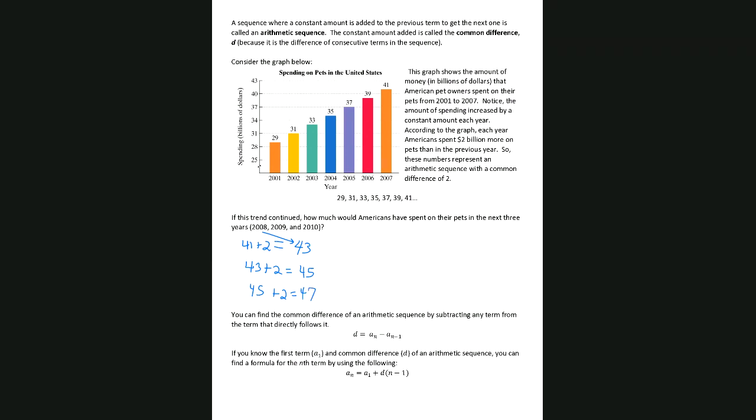So we can find the common difference. We were told that this common difference was 2, but we can find the common difference of an arithmetic sequence by subtracting any term from the term that directly follows it. So here, if I didn't know this common difference was 2, I could take 35 and subtract 33. So I take any term and subtract it from the term that follows it. So 35 minus 33 is 2, and the common difference is 2.